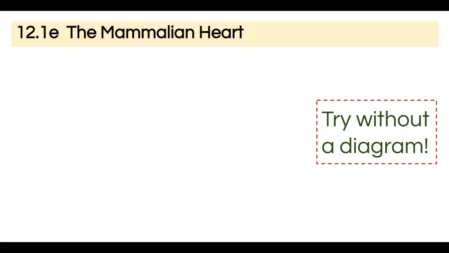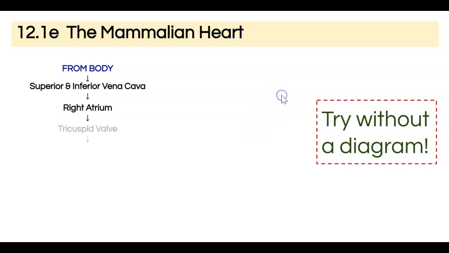See if from memory you can remember the sequence of events and just sort of mentally remember that image of the heart. We're going to start with deoxygenated blood from the body. Where is it traveling next? It's traveling to the superior and inferior vena cava. Where is it going next? To the right atrium. From the right atrium, it needs to pass through the tricuspid valve. After the tricuspid valve, where is it going to go?